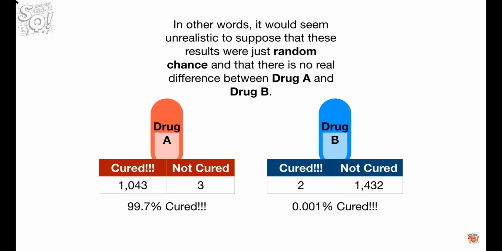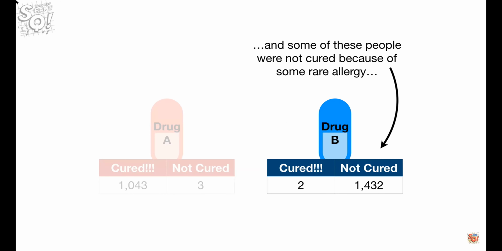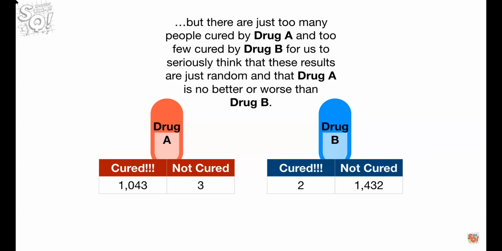In other words, it would seem unrealistic to suppose that these results were just random chance and that there is no real difference between drug A and drug B. It's possible that some of these people were cured by placebo, and some of these people were not cured because of some rare allergy. But there are just too many people cured by drug A and too few cured by drug B for us to seriously think that these results are just random and that drug A is no better or worse than drug B.